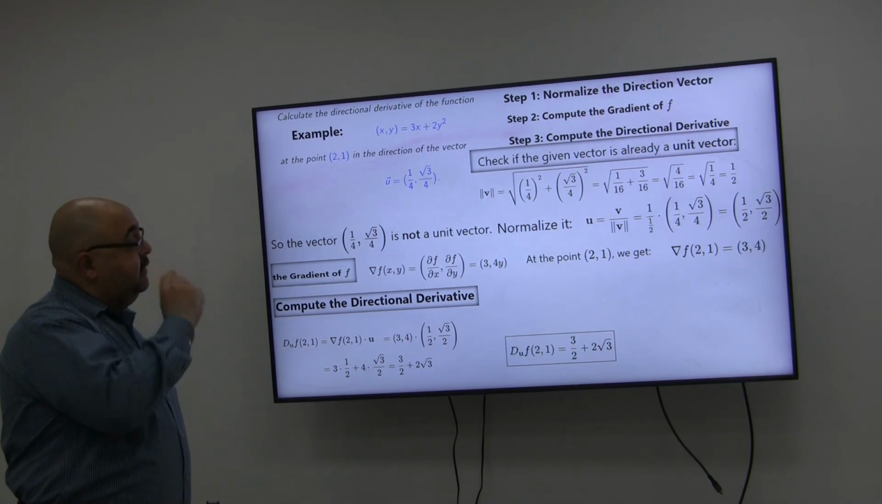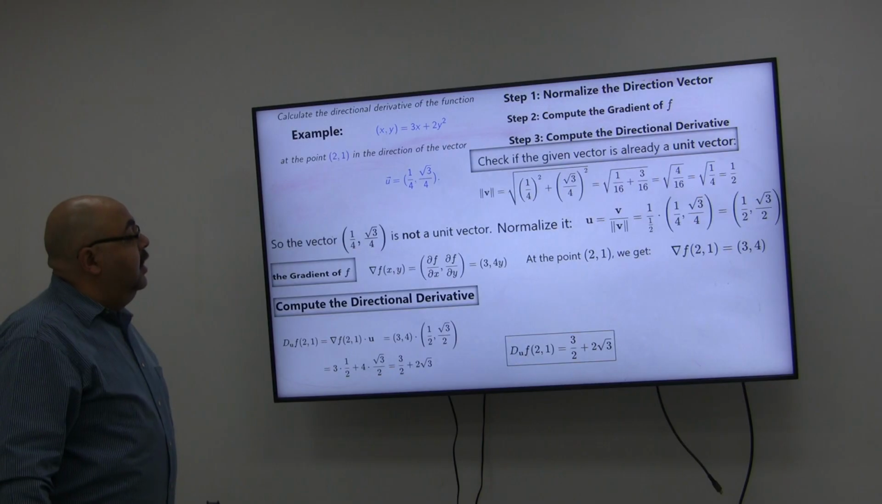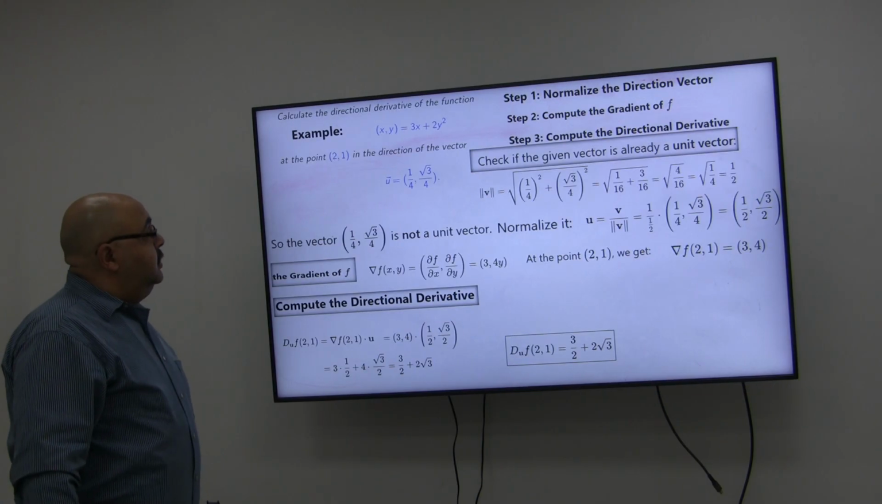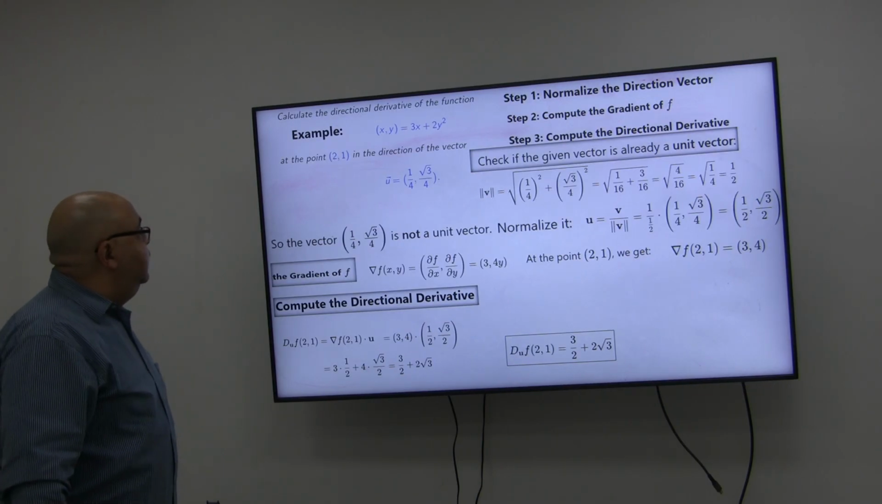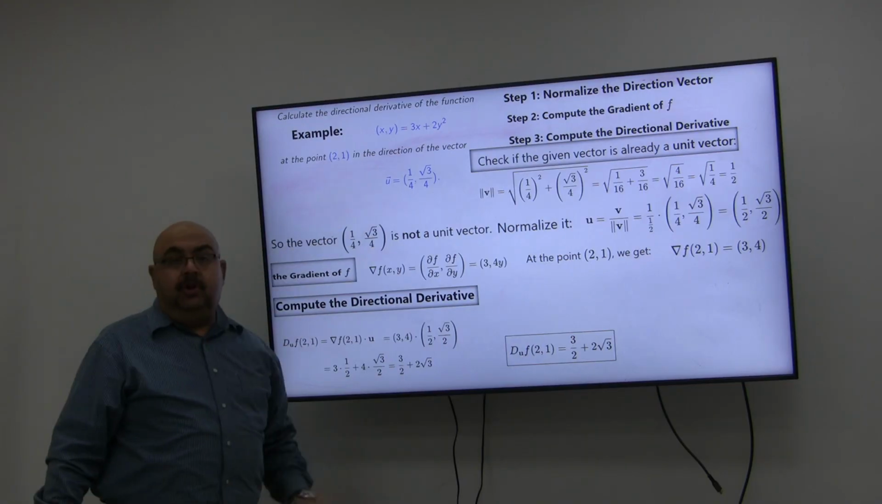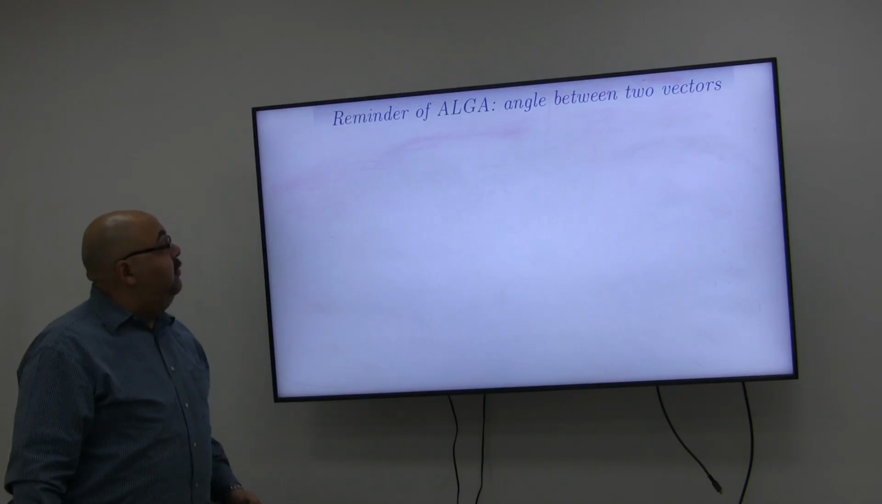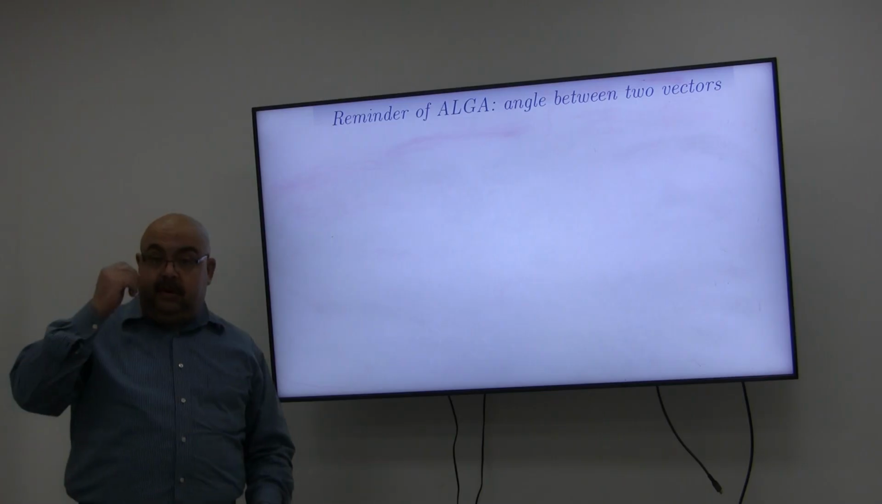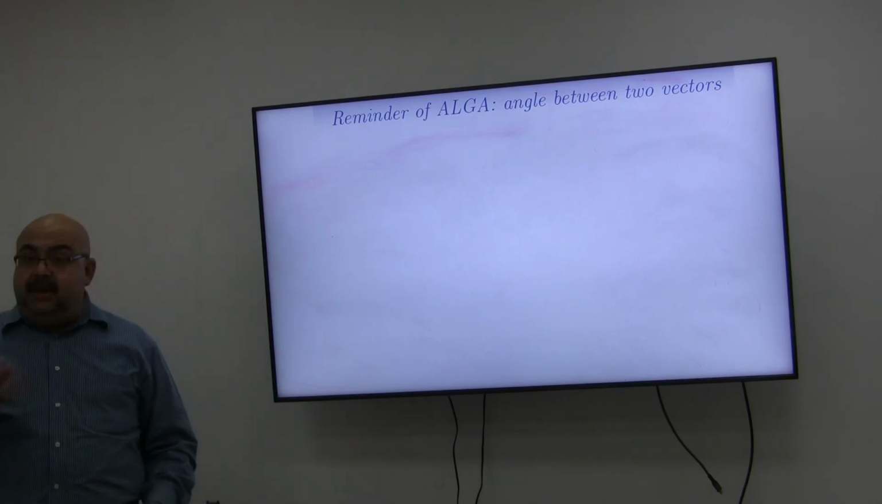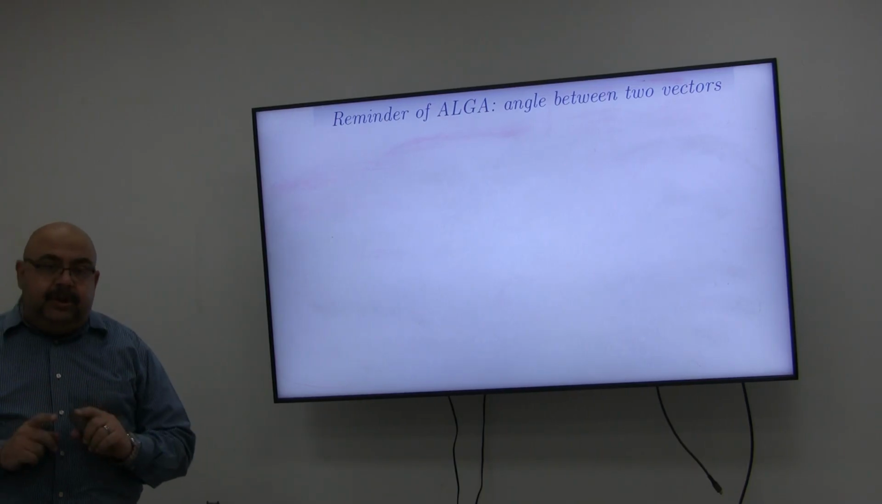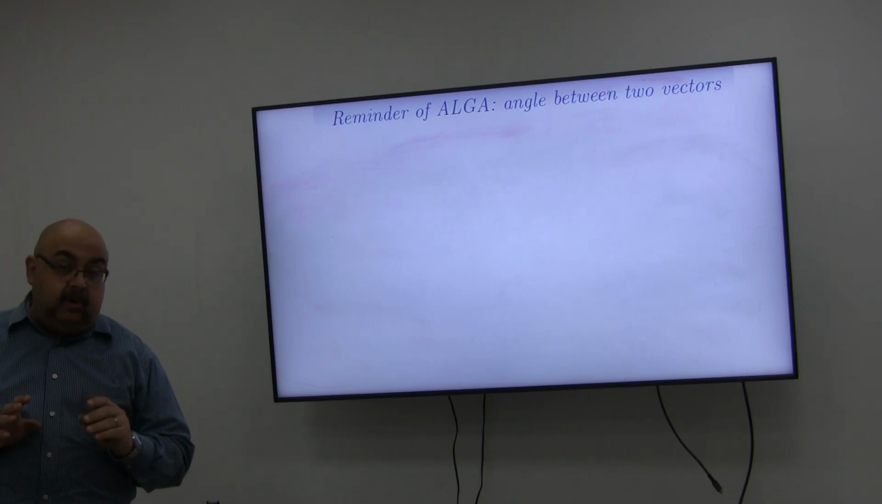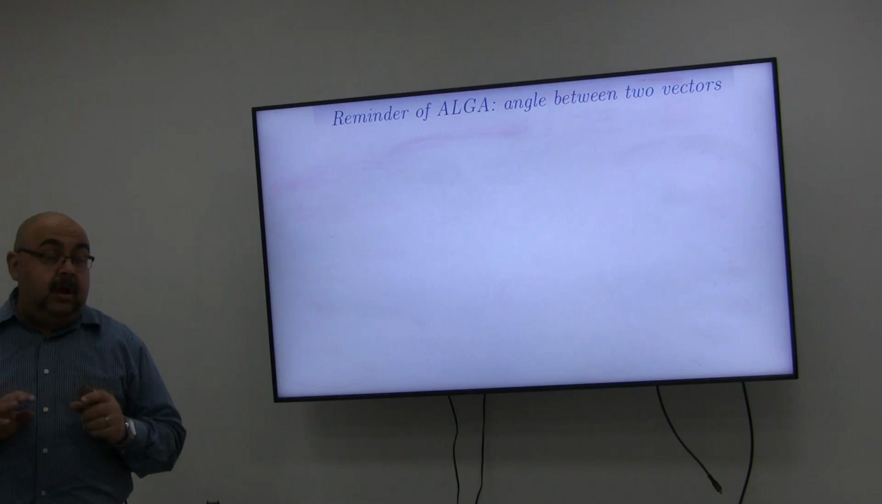As I told you, that's the value of the directional derivative at (2, 1) in the direction of (1/4, √3/4). If you remember from linear algebra and analytic geometry, we know that the angle between two vectors is very simple and it's connected to the dot product.